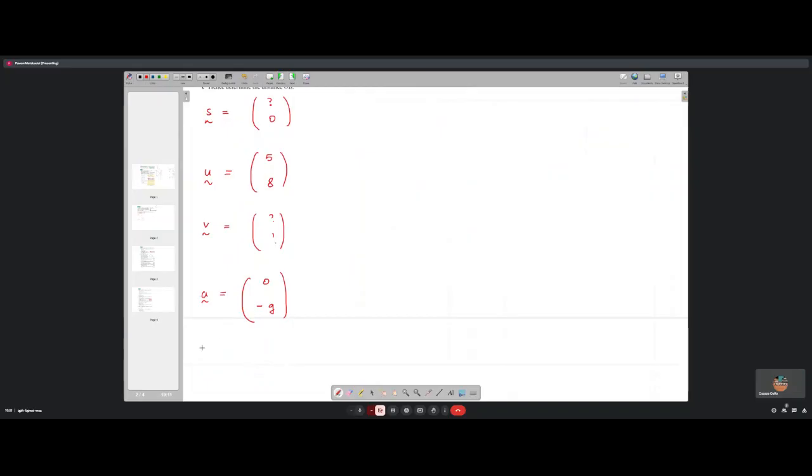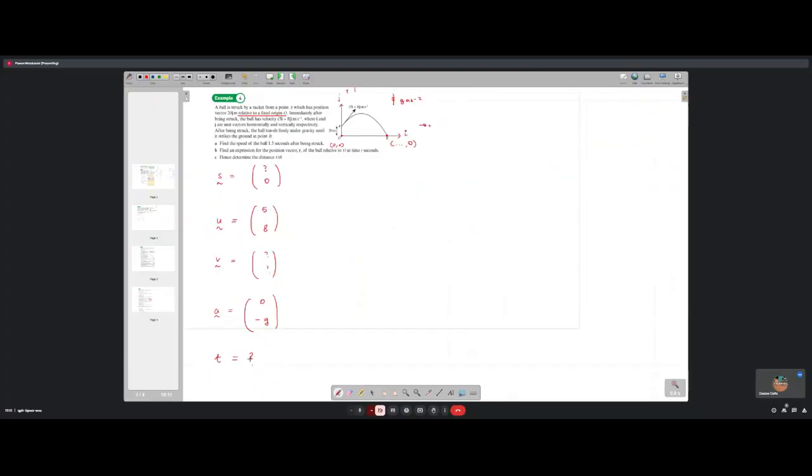And then funnily enough, remember t is not a vector, time is not a vector, so we actually don't know what this is. Does that make sense? So we just write t is equal to something. No column vector here. That's my point.